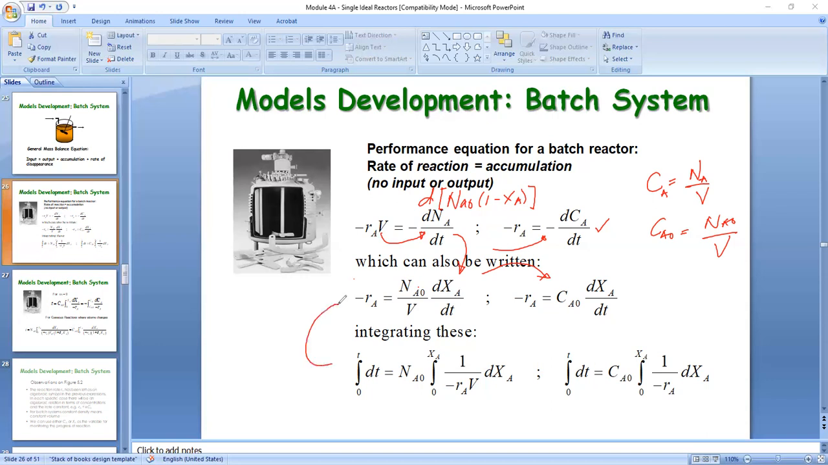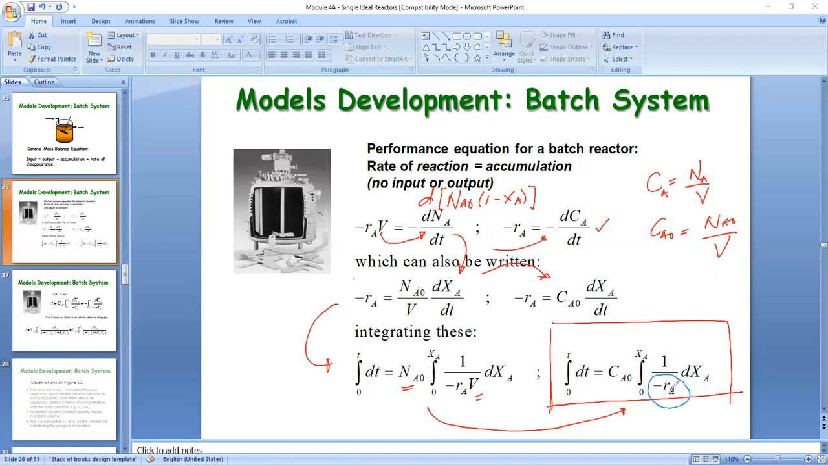So from that one, you will have this. And since this NaO and this V, if it's a constant volume system, can be grouped together into one expression, CaO, then this is your final equation. For your batch reactor, this is your performance equation. So they will all differ. The performance equation for a batch reactor will only differ where? It will only differ in here, in the rate expression, depending on what the rate law is.